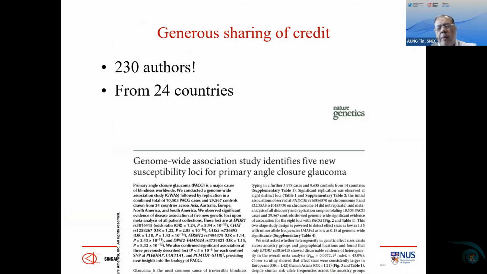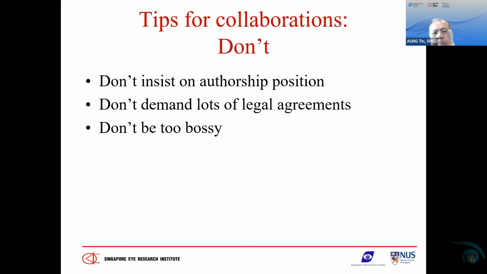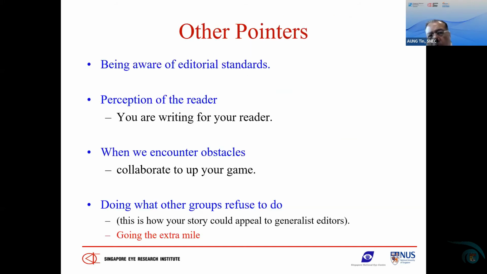And remember to share credit. For example, this paper, as I told you before, had 230 authors. Another paper of mine, also in genetics, had 280 authors. It's a huge paper, but finally, everybody is part of the paper. And remember, when you work with other people, don't insist on authorship position, don't demand lots of legal agreements, and don't be too bossy. And of course, for higher impact journals, beware of editorial standards.